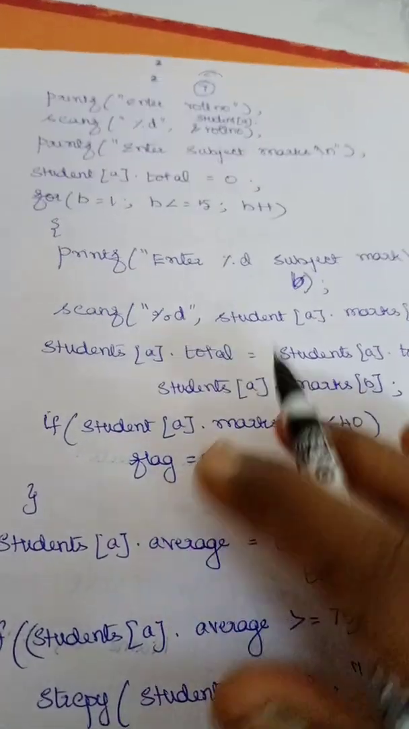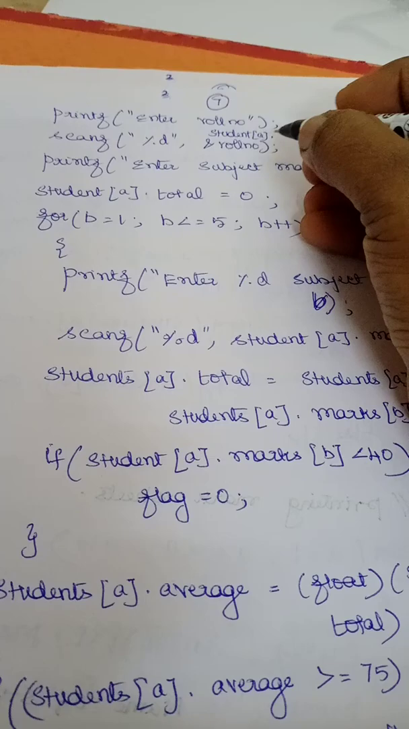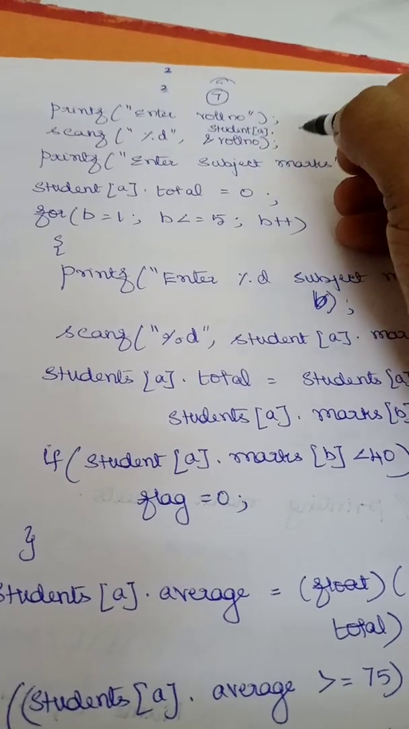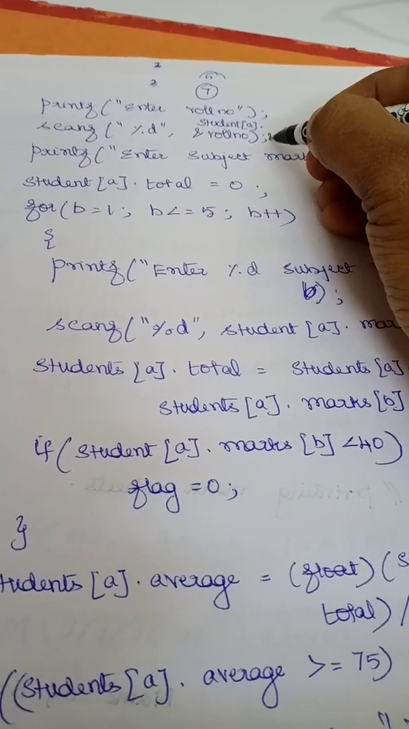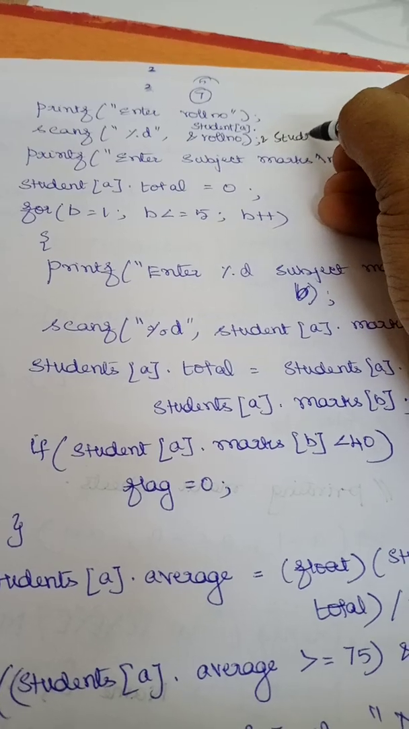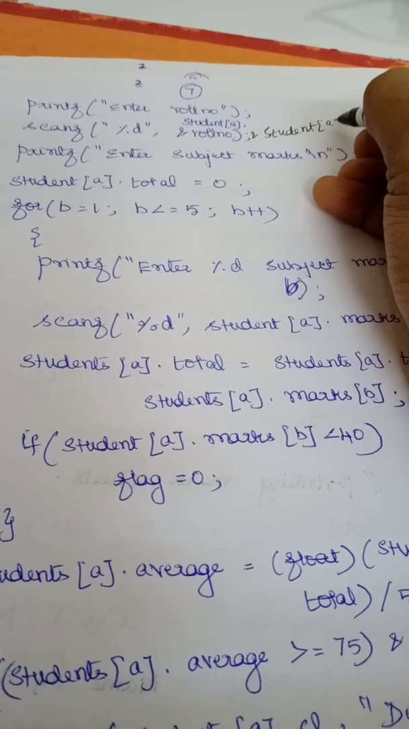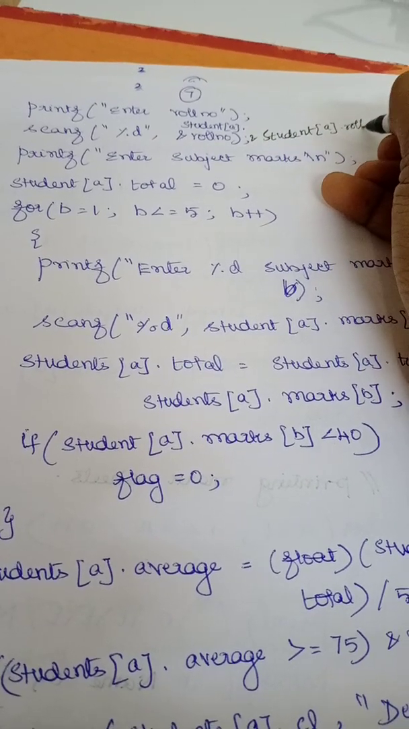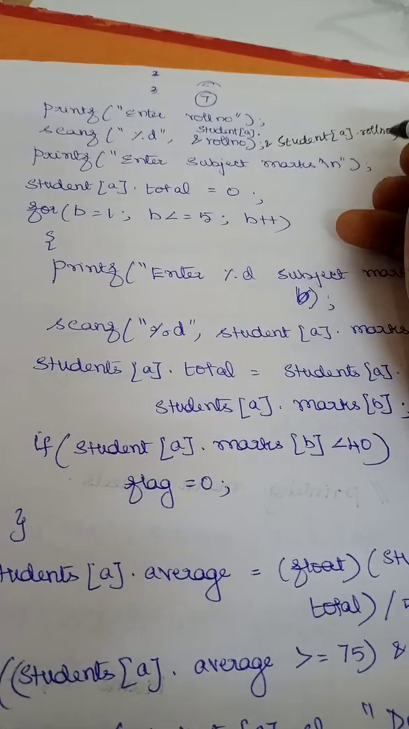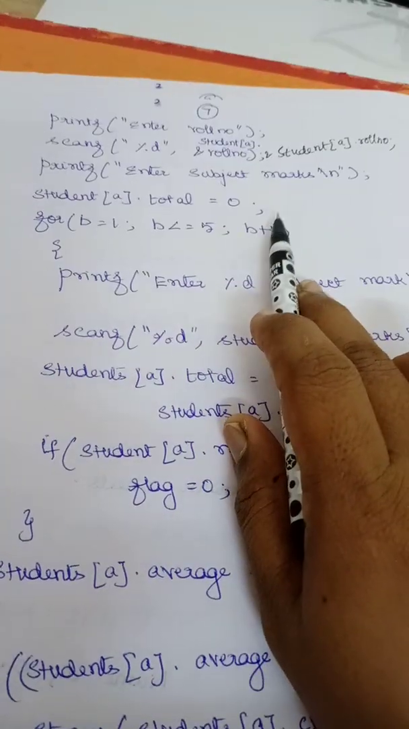Similarly, I have enter roll number. So how do I have to write it? Here I have missed it. It is nothing but ampersand of student A dot roll number, right? Now enter the subject marks.